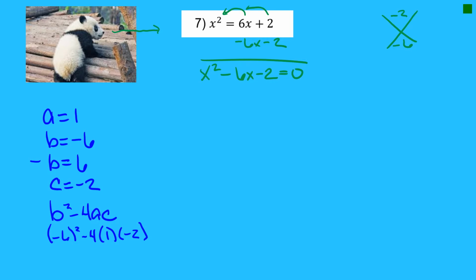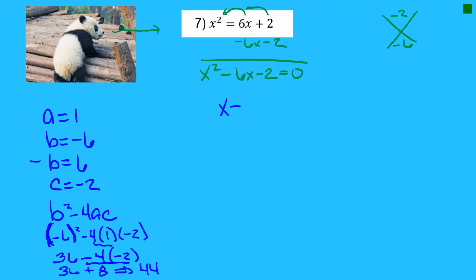Now guys, are you listening? If you go to your calculator to do this, you must use these parentheses, okay? Otherwise, you're going to get the wrong answer. So -6 squared is -6 times -6, which is 36, minus 4 times 1 is 4 times -2. 36, -4 times -2 is +8, giving me a discriminant value of 44.